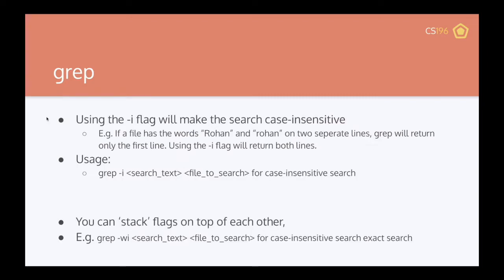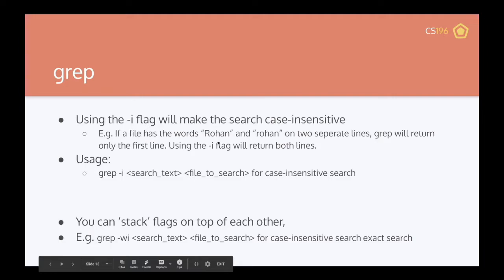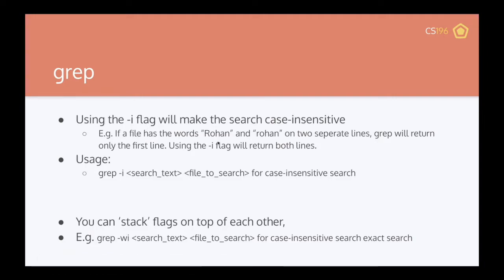Next, we have the I flag. Using the I flag will make the search case insensitive. For example, if a file has the words Rohan and lowercase rohan on two separate lines, grep will return only the first line because it's case sensitive. But if you use the I flag, it will return both lines.